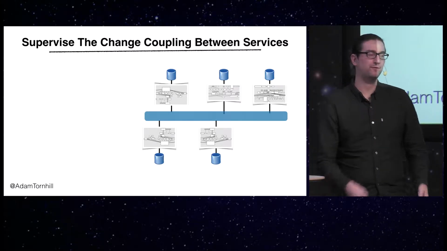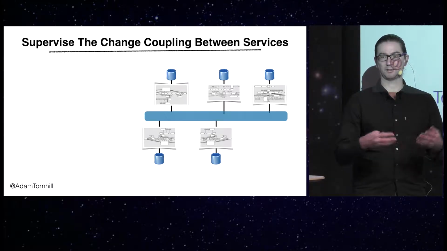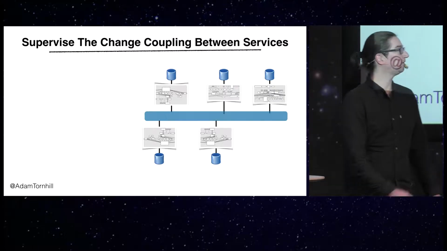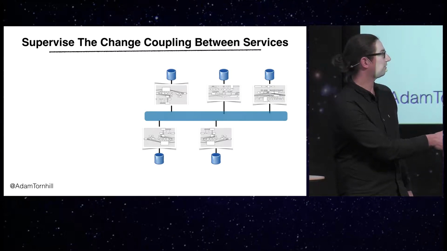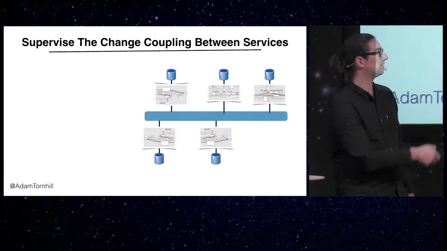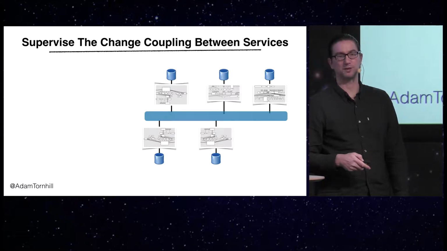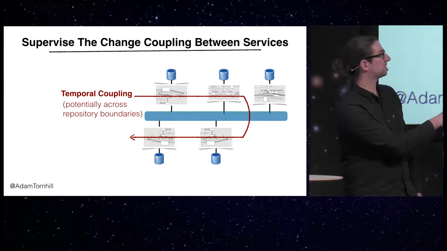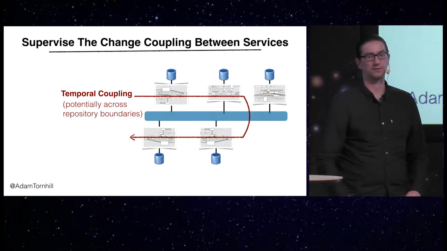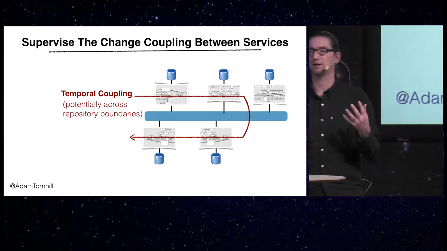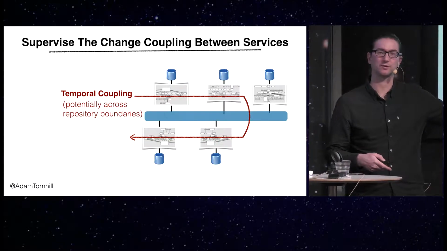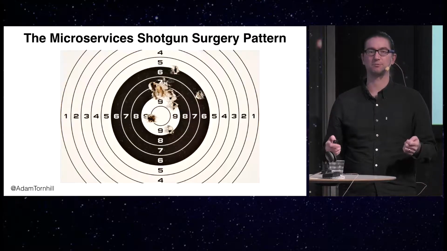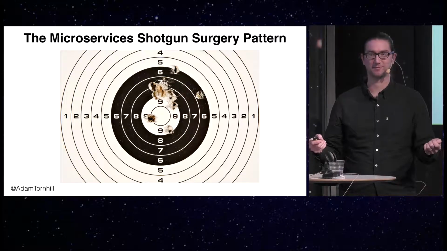So if we have a fundamental architectural principle like loose coupling, why don't we use change coupling to supervise that? So what I do here is, again, I consider each service as a logical component, and then I measure the change coupling between them. And I watch out for stuff like this, when my changes tend to ripple across multiple services. And if I do this regularly, I can use this as an early warning system. It's an early warning system that might help us avoid something I call the microservices shotgun surgery pattern.